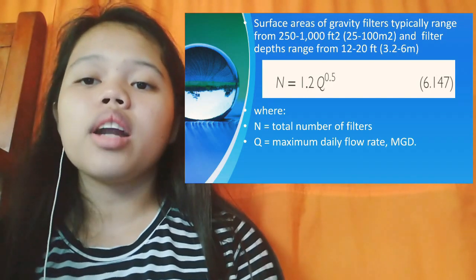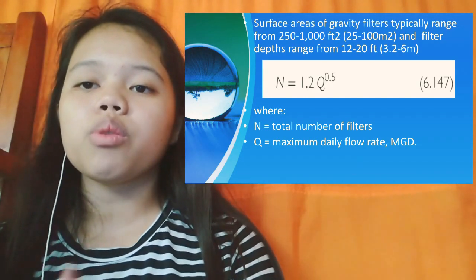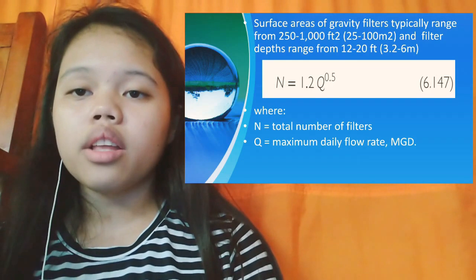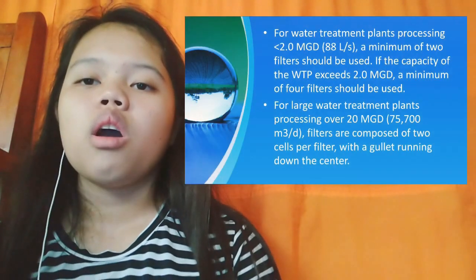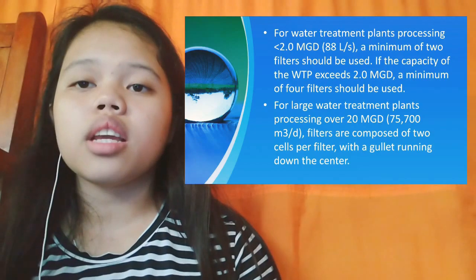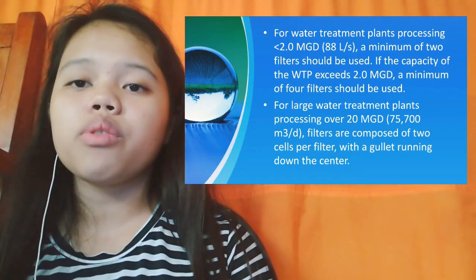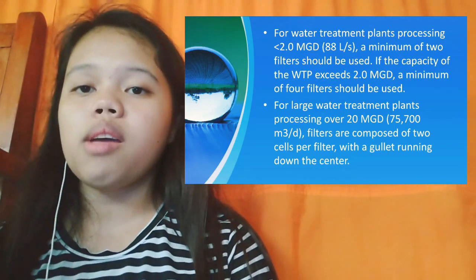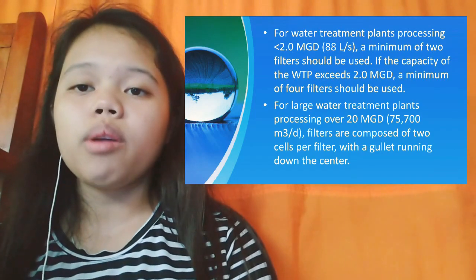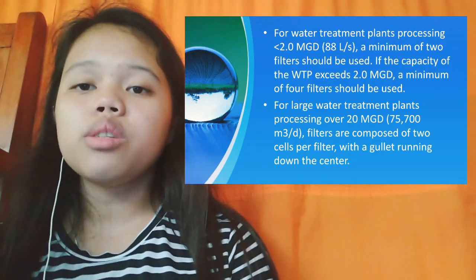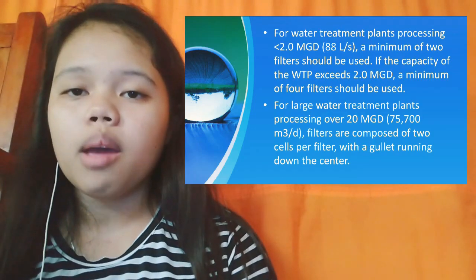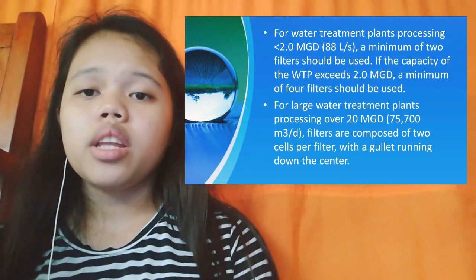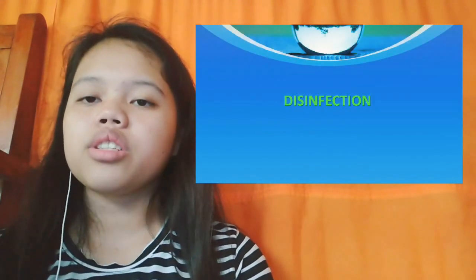20 feet. For large water treatment plants processing over 20 mgd, filters are composed of 2 cells per filter, with a gullet running down the center. For water treatment plants processing less than 2 mgd, a minimum of 2 filters should be used. If the capacity of the WTP exceeds 2 mgd, a minimum of 4 filters should be used.